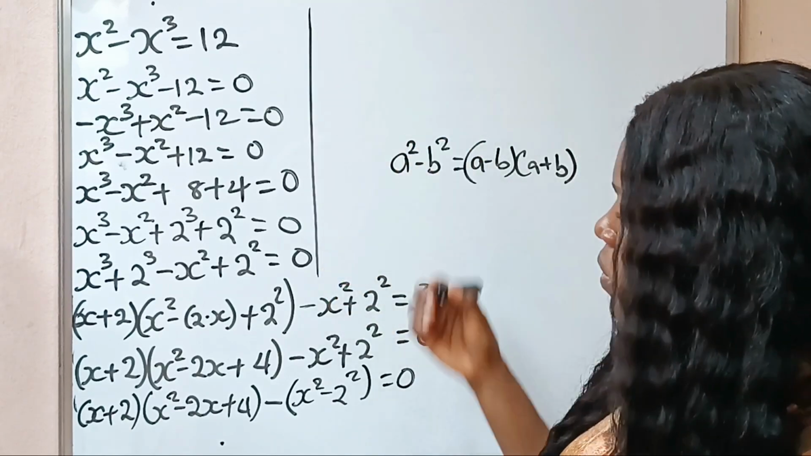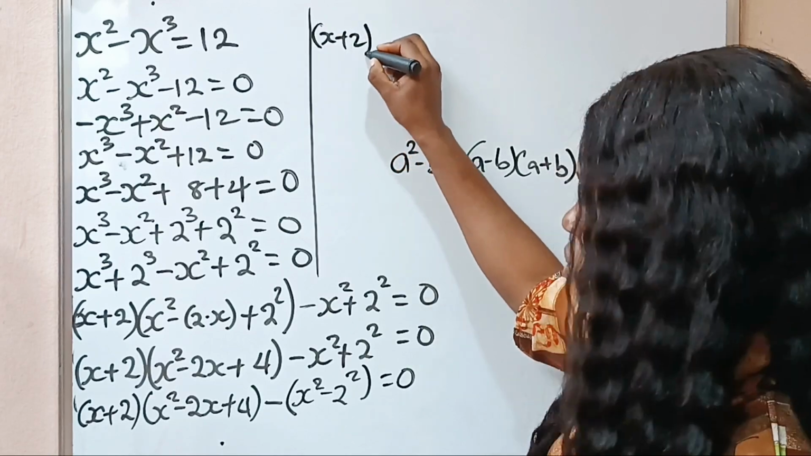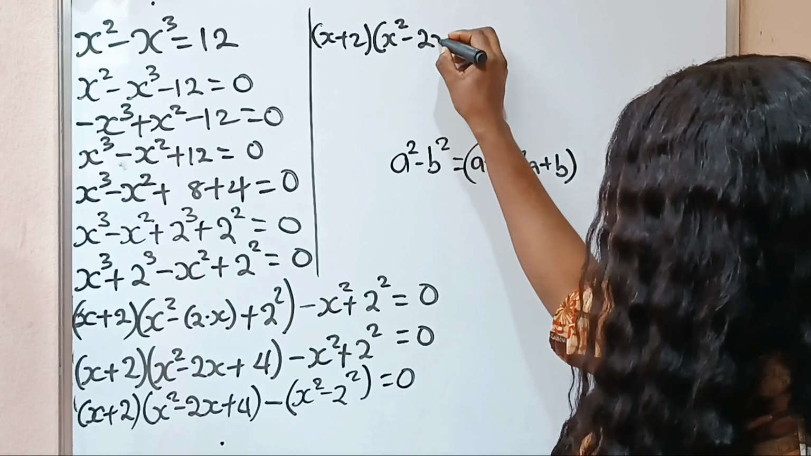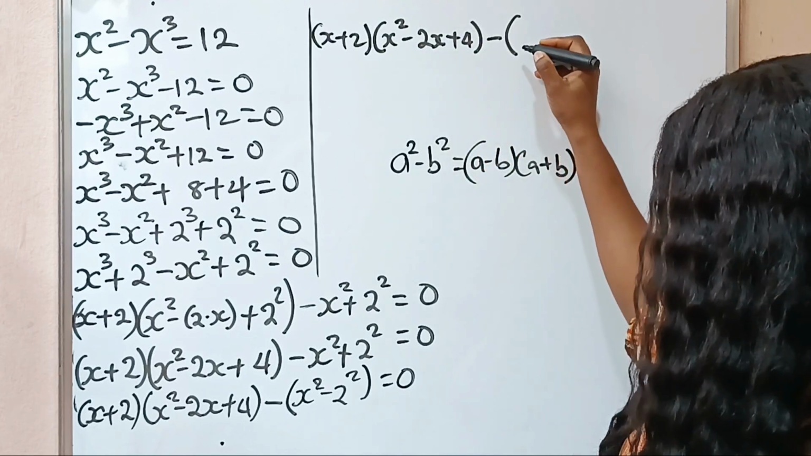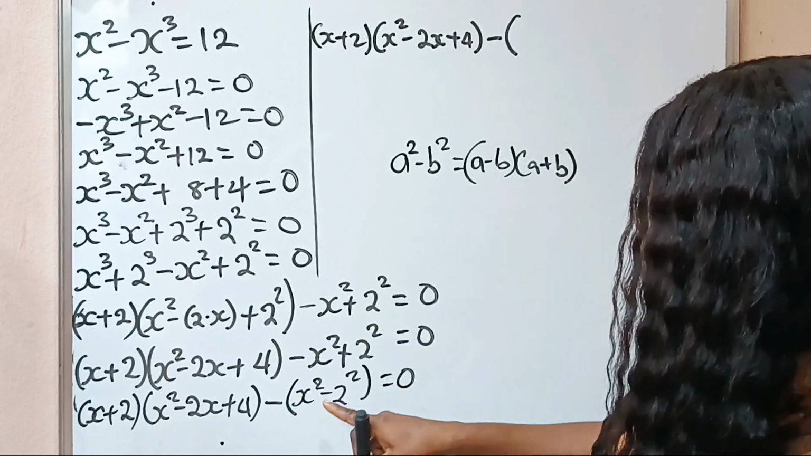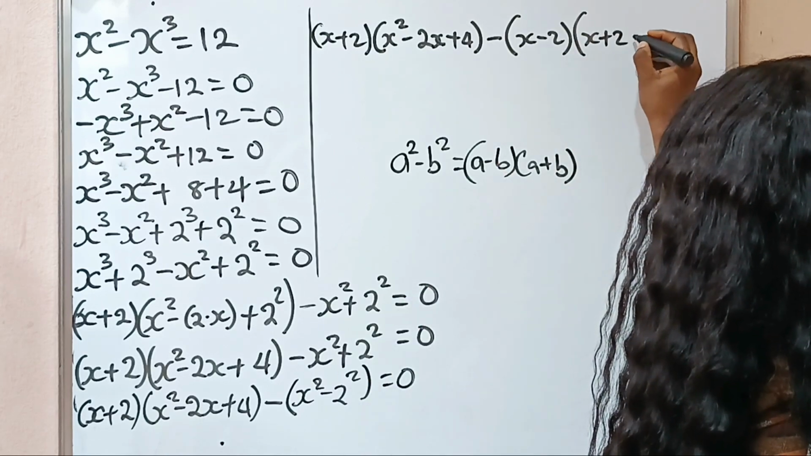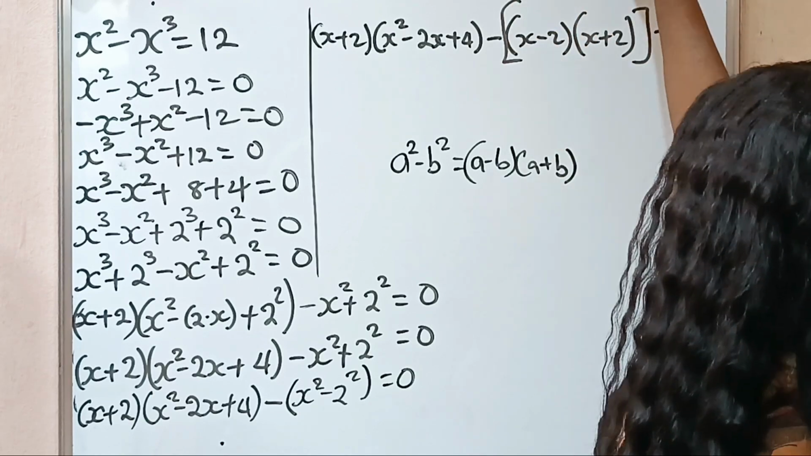So that simply means that we can write (x + 2)(x² − 2x + 4) − (x − 2)(x + 2) = 0. This is what we have.